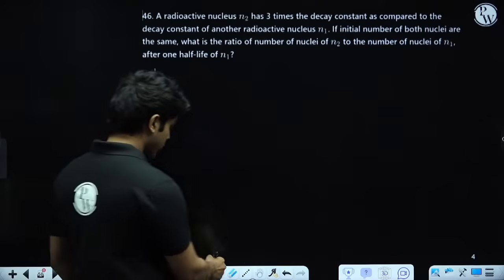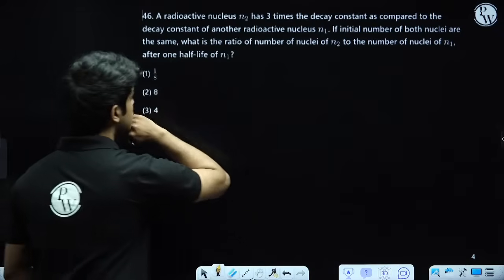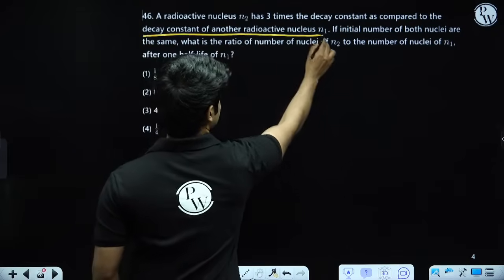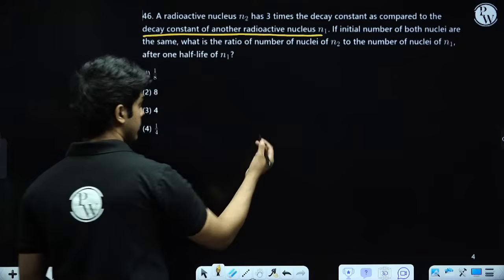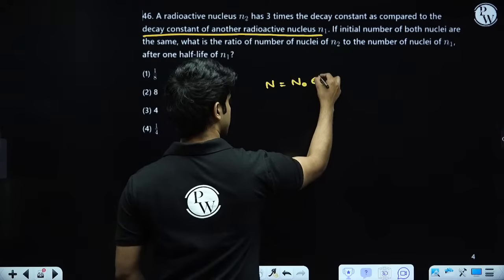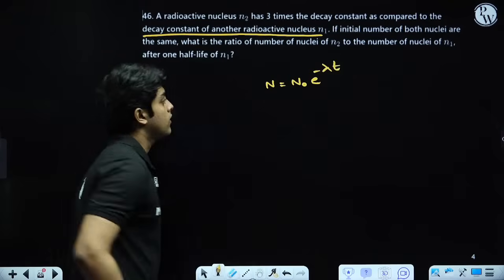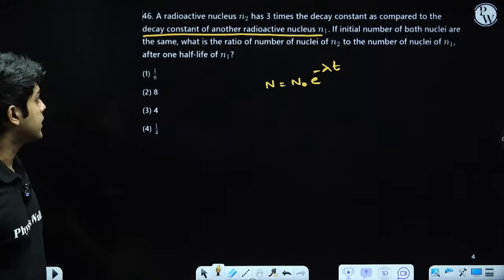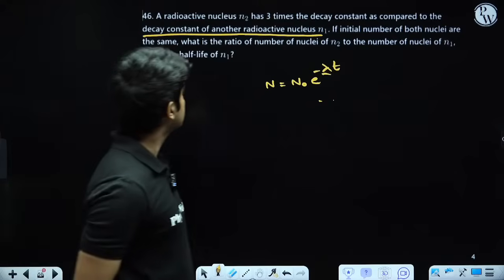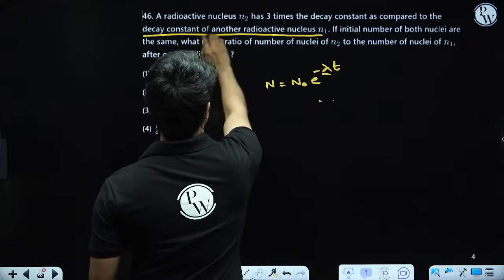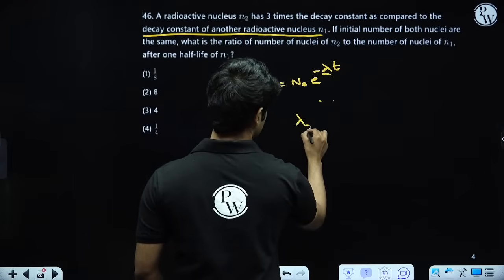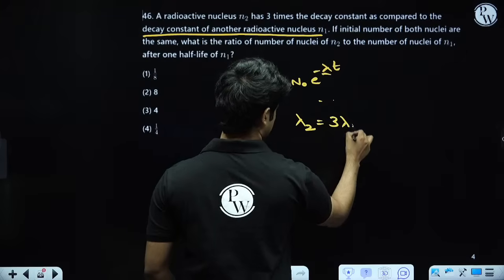Next, radioactive nucleus N2 has 3 times the decay constant as compared to the decay constant of another radioactive nucleus N1. So decay constant is the lambda, right? The radioactive decay law is N equals N naught e to the power minus lambda t. This is how the first order radioactive decay works. Lambda is the decay constant, and it's given that N2 has 3 times the decay constant of N1. So lambda 2 is 3 times lambda 1.